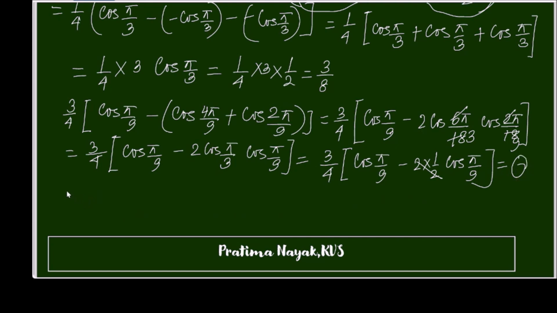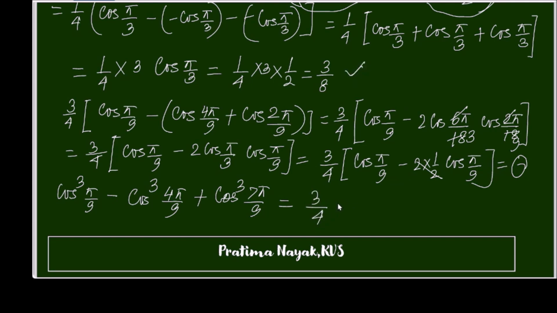The whole expression cos cube pi by 9 minus cos cube 4 pi by 9 plus cos cube 7 pi by 9 was, first term was 3 by 8. Now it is 0. So 3 by 8 plus 0. So the answer is 3 by 8. Hence proved.